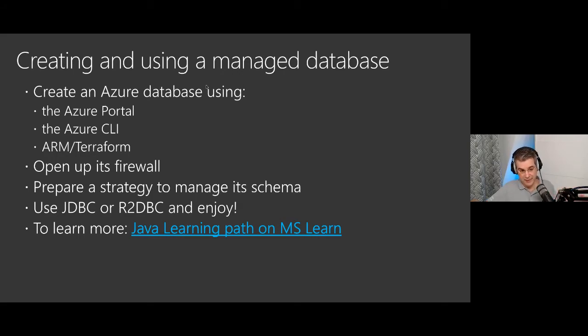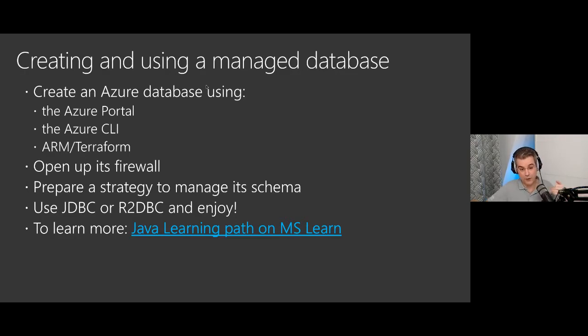Once you've got your database on Azure, you will need to do a few things. You will need to open up its firewall because it's secured by default. You will need to have some kind of strategy to manage its schema because you need to update it. Then you need to code using either JDBC or R2DBC. And so that's what we're going to do right now.